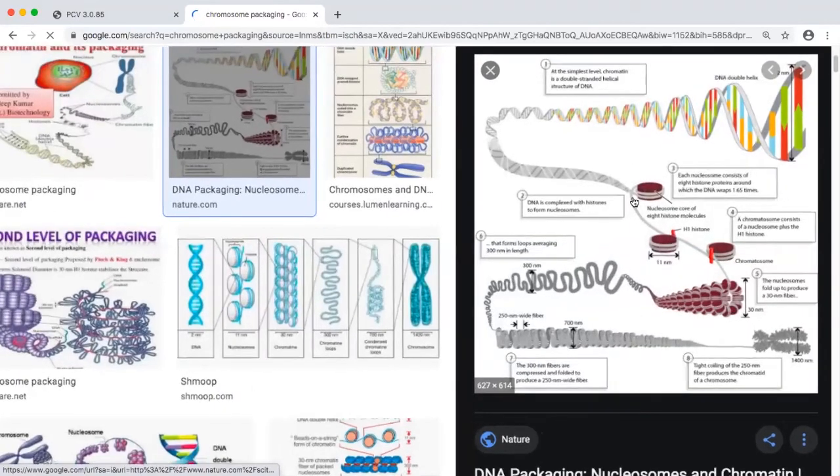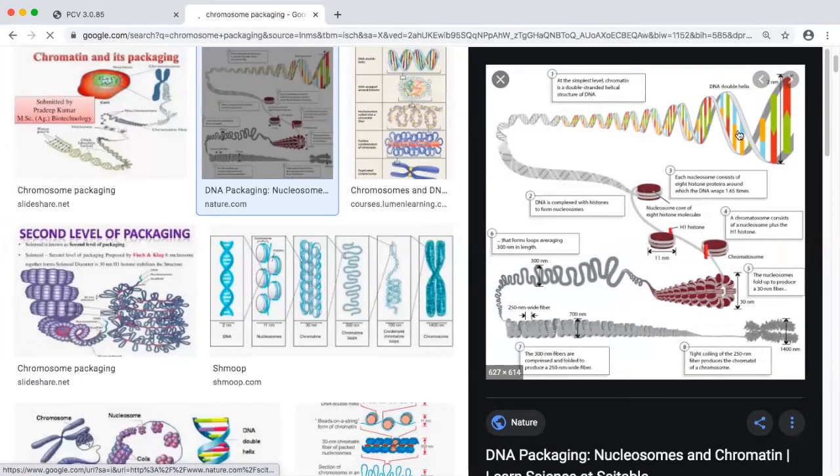If you see this picture here, you are able to see this is the DNA. DNA is kind of packed. Some protein is there in between. That protein is called histone protein. So it is kind of coiled. When this is coiling further and further, it is becoming like a thread-like structure. This thread-like structure is what we call chromatin fibers.